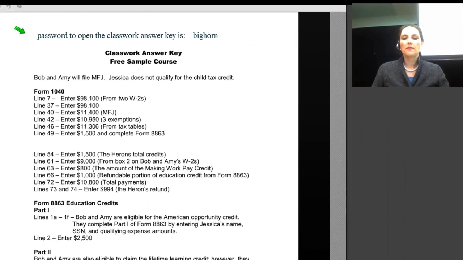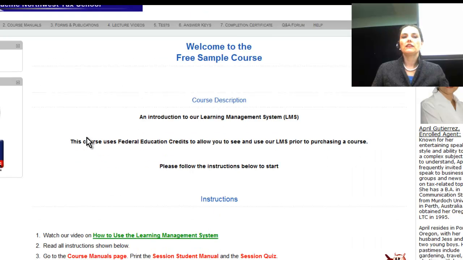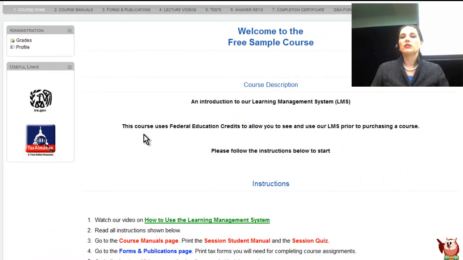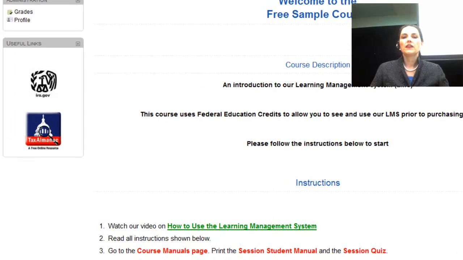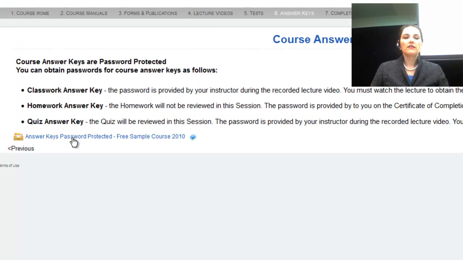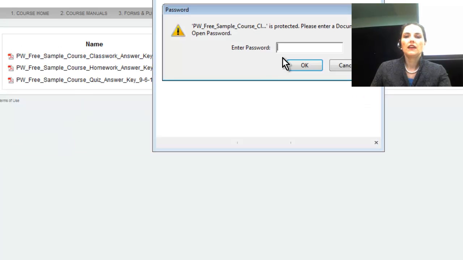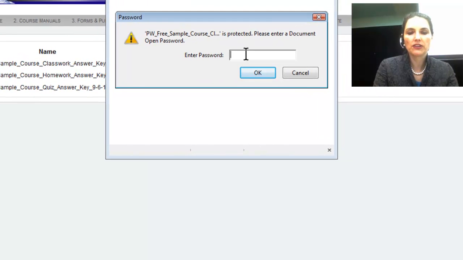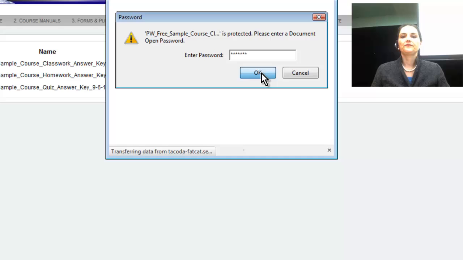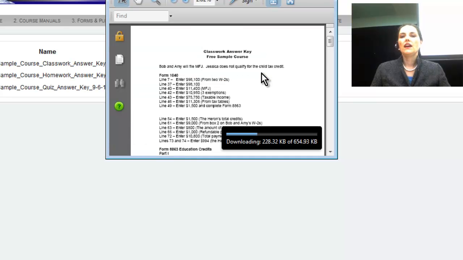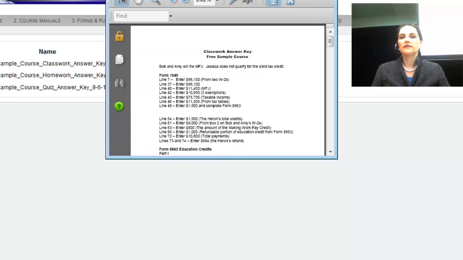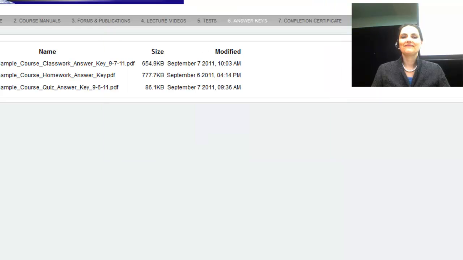So let's navigate now to the Learning Management System so I can show you how to access and open that answer key. Here we are on the landing page for the Learning Management System. I'm going to go over to the Answer Key tab, click on the folder at the bottom, click on the Classwork Answer Key link. It asks me to enter a password, and I will enter Bighorn. I click OK, and there the answer key has opened, just as promised.